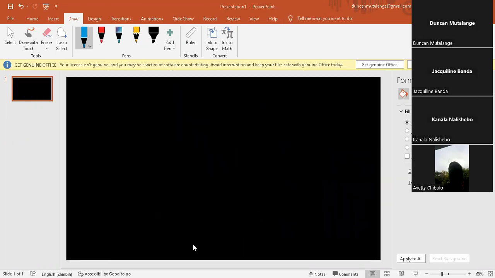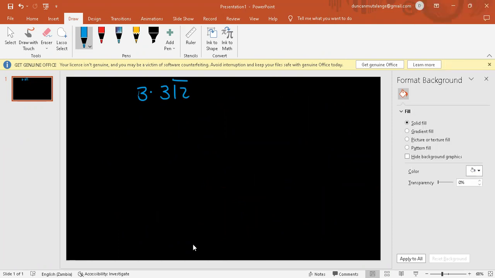So let us now look at 3.312 bar. So the bar now is on two numbers, 1 and 2. So the first thing that I said is let x be equal to the original, isn't it? So we're going to say let x be equal to 3.312 bar, right? And the second thing that I said, now we need to move the point to where on the right side, we only have the repeating decimal.